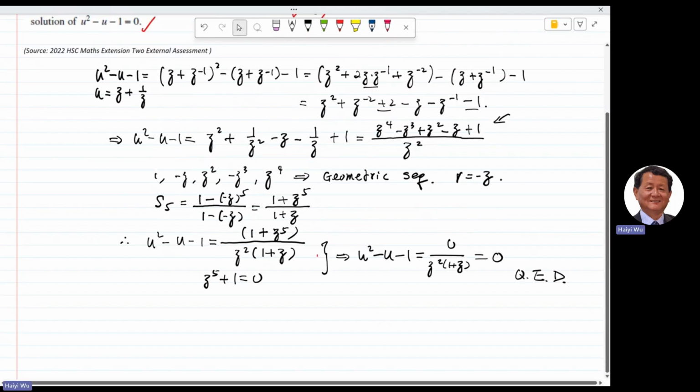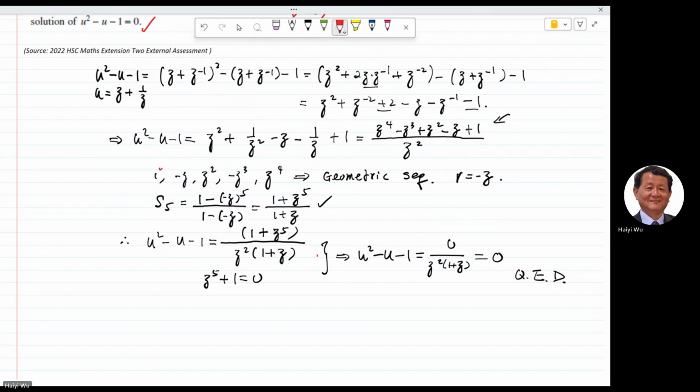So what we did was use the geometric sequence sum to prove this. The important part is the first 5 terms, where the common ratio is negative Z.